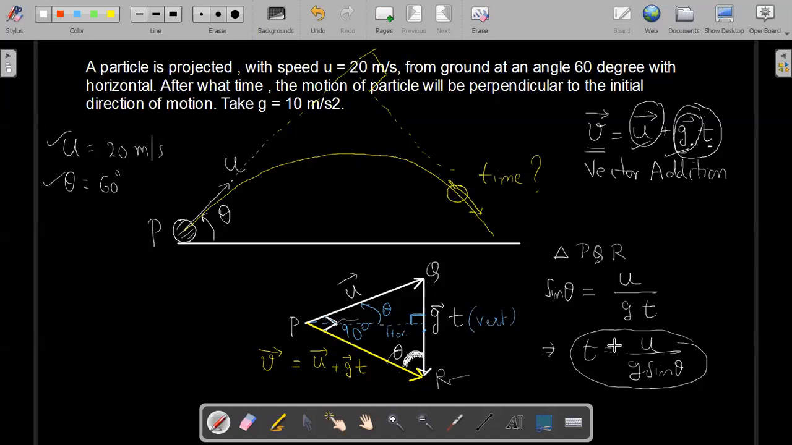Right. So that was the solution for this question in a different way. Hope you will like the solution.